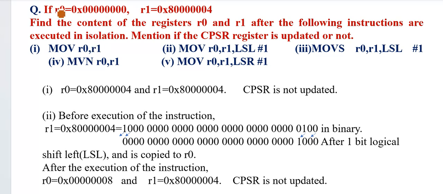See the registers they have given: R0 is equal to 0 and R1 is equal to 0x80000004. They have already given the values of R0 and R1 before execution. PRE means before, and POST means after. Before, these are the contents of the registers. Now you have to specify the content of registers R0 and R1 after the execution of the instruction executed in isolation. That means only one instruction is executed, and after this instruction you specify the contents.